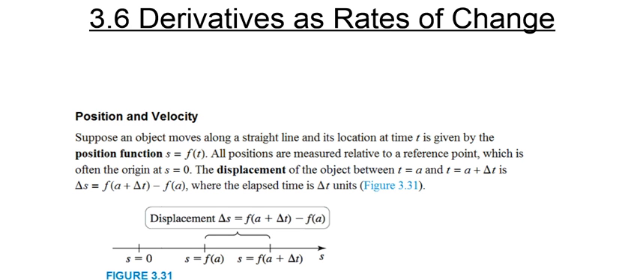So in this section, we're talking about derivatives as rates of change. We've already talked about it, but we're going to come back to it for a little bit. So position and velocity, remember: suppose an object moves along a straight line, its location in time, time is always the independent variable, given by the position function s equals f of t. This book does like to use f of t instead of s of t for position. We are used to s of t, so I will try to always rewrite the position function as s of t.